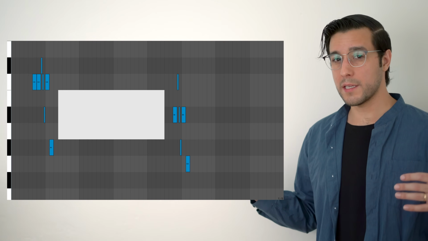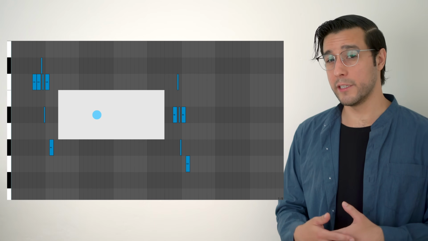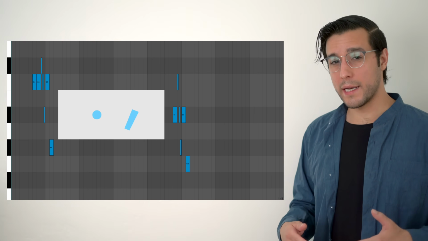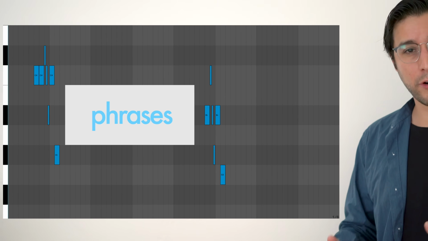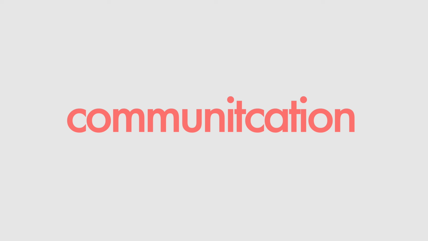The longer the space in between the repetitions, the more that break will start to feel like a period rather than a comma. Thinking of your melodic elements in terms of sentences, phrases, paragraphs, punctuation, and slang is a great way to keep your music connected to its roots, communication.